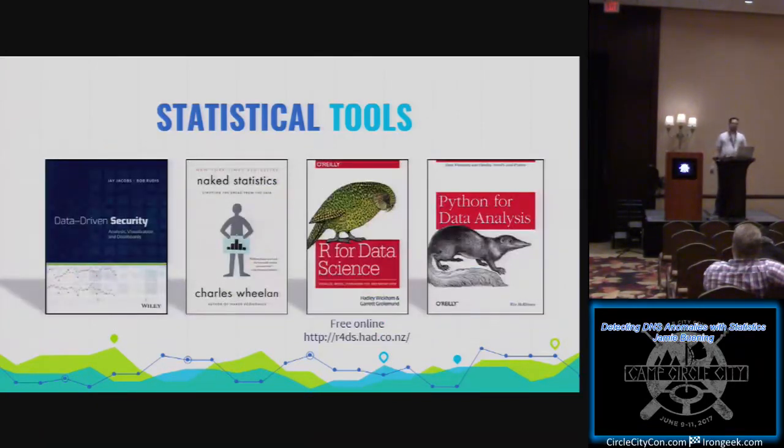Here's a set of books that I found useful. Data-driven security was the first one I got into, and a lot of these examples are derived from that. It starts off in both Python and R, and then about chapter 3 or 4, it moves on and does the rest of the examples in R. Naked Statistics is a book I'd mentioned before. R for Data Science just came out as a printed copy recently, but it's also available free online. It's not focused on security, but more on that data analysis space.